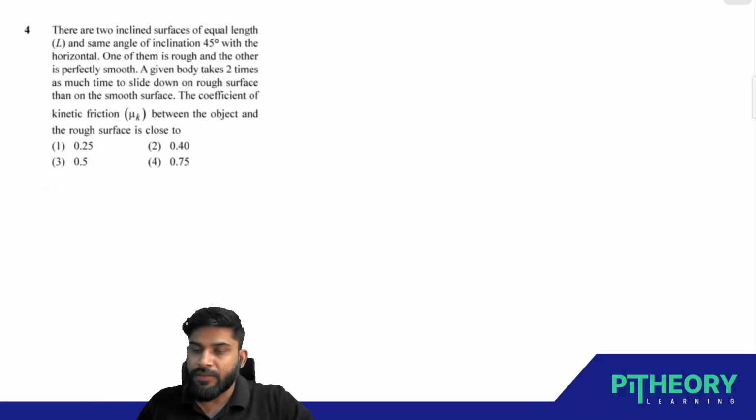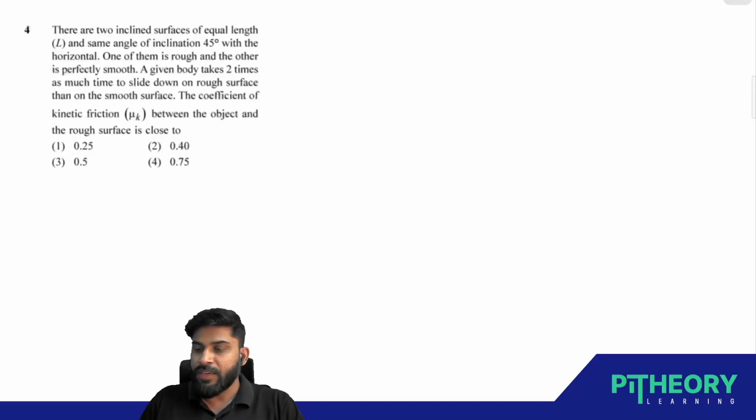So here we have the fourth question. There are two inclined surfaces of equal length and of the same angle of inclination, 45 degrees with the horizontal. One of them is rough and the other is perfectly smooth. A given body takes 2 times as much time to slide down the rough surface as on the smooth surface. The coefficient of kinetic friction between the object and the rough surface is close to how much? That's what we need to find.